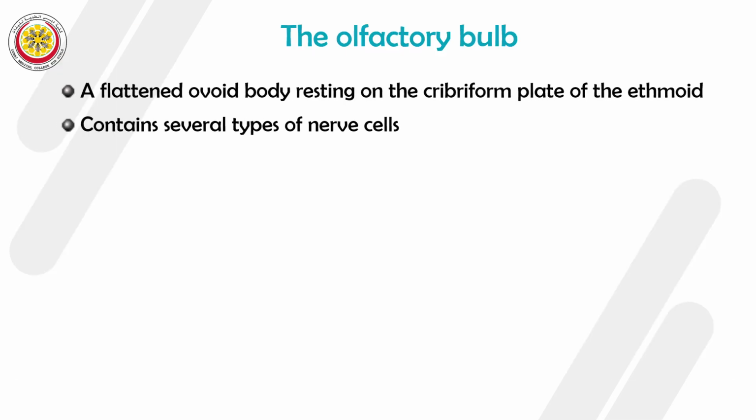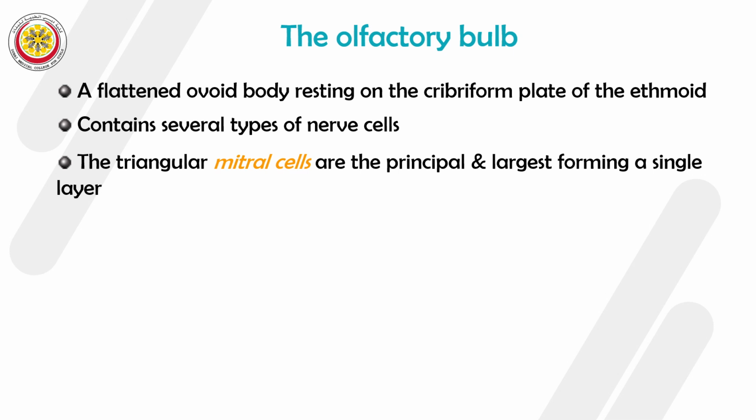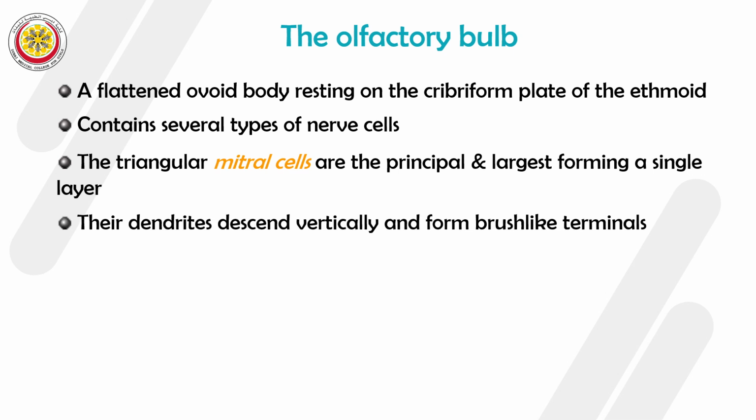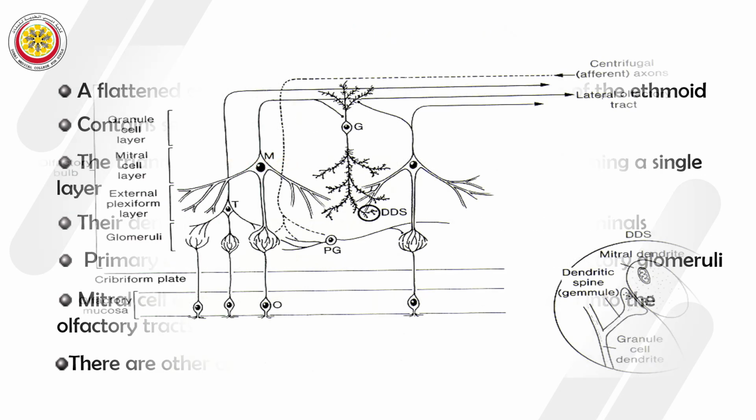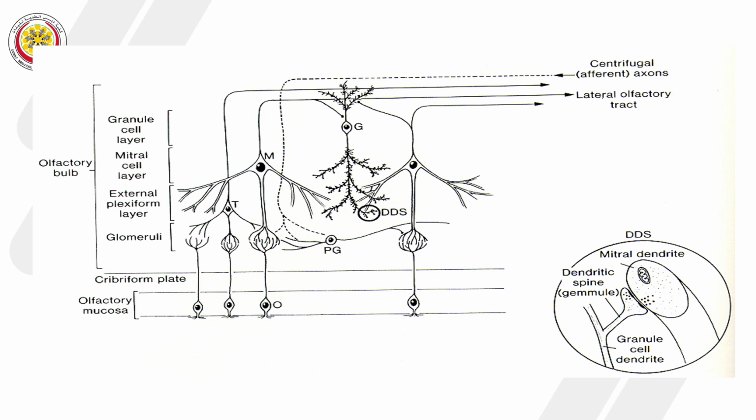I don't want to go into details about the bulb. You can read about it. The most important structure is that it contains something called the mitral cell. So the mitral cell, is it the second order neuron? No, this is the first cortical neuron. So I need to skip it. There it is. These are the mitral cells.